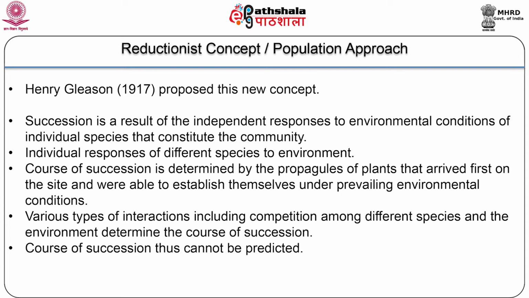Various types of interactions, including competition among different species and the environment, determine the course of succession. The resultant microenvironment, the potentiality of the plants to utilize various resources, for example nutrients, moisture, light, space, etc., and other environmental inputs on the site regulate the occurrence of the final mature vegetation, that is equivalent to the climax. Course of succession thus cannot be predicted.